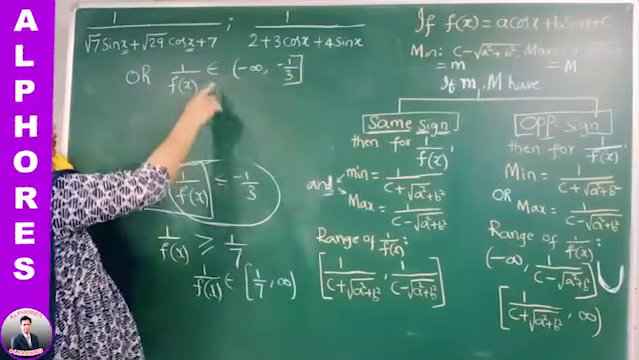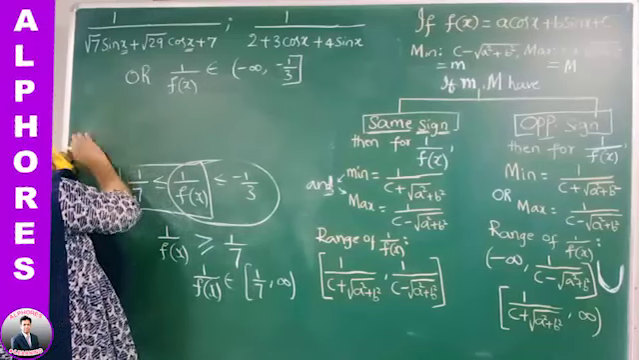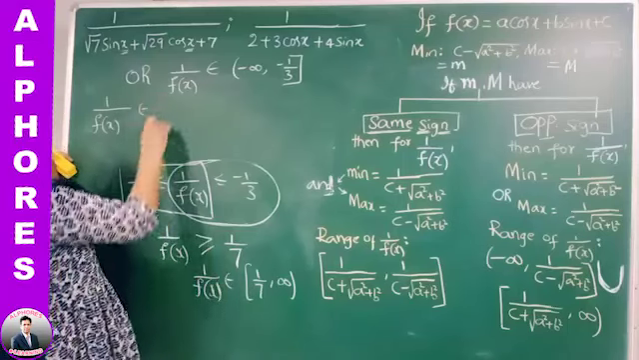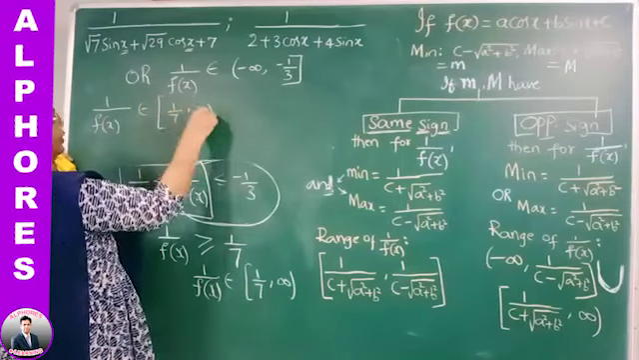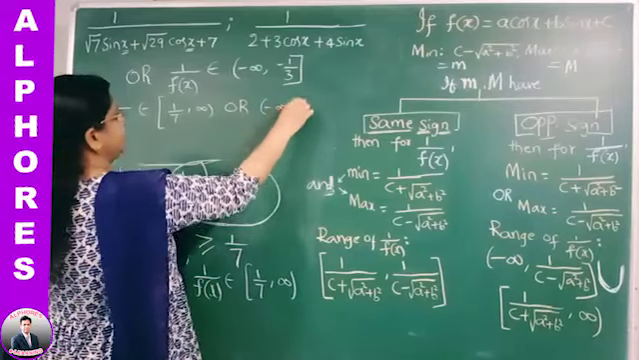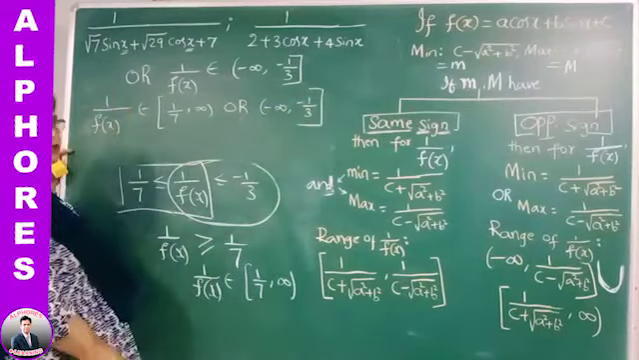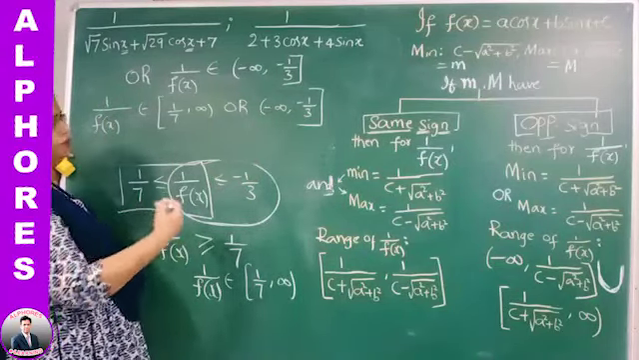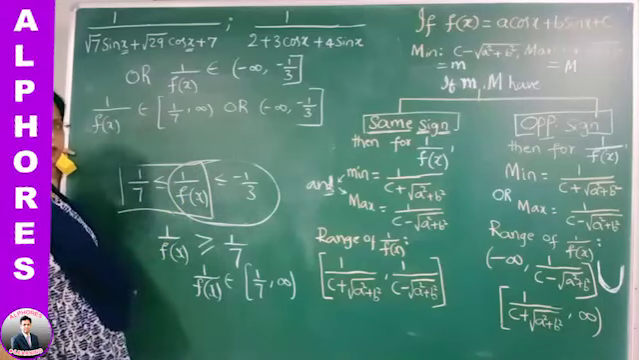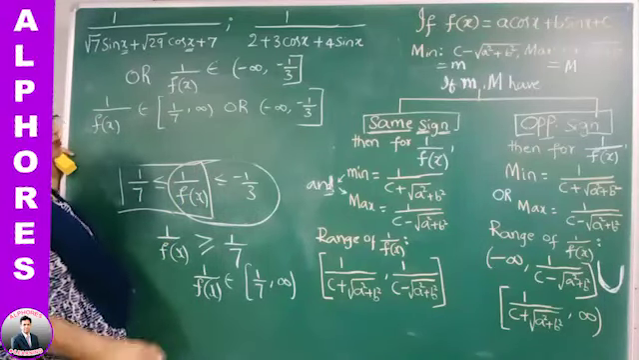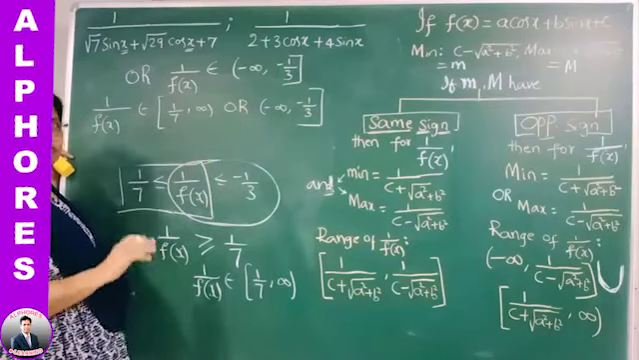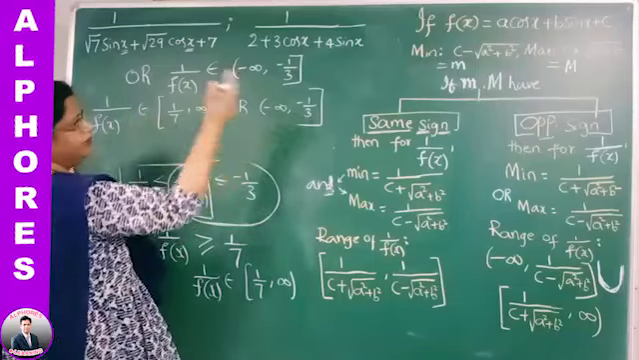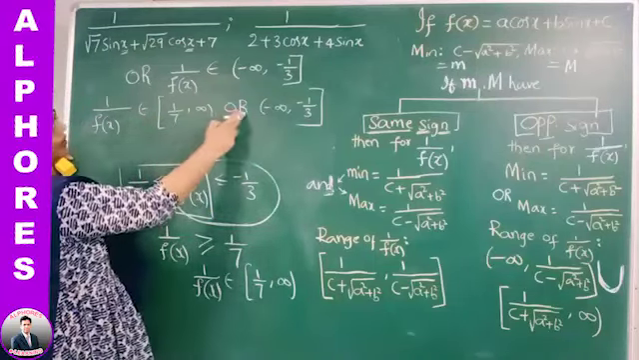So this value or this value, finally what is our range? The range is nothing but 1 by f of x belongs to 1 by 7 comma infinity, or minus infinity comma minus 1 by 3. That means if a maximum value exists, then the maximum is minus 1 by 3. Or if a minimum exists, then the minimum is 1 by 7. But you cannot say the minimum is 1 by 7 and the maximum is minus 1 by 3 simultaneously, which is absurd, because for the minimum you got a positive value, and for the maximum you got a negative value. That's why here the symbol is how much?